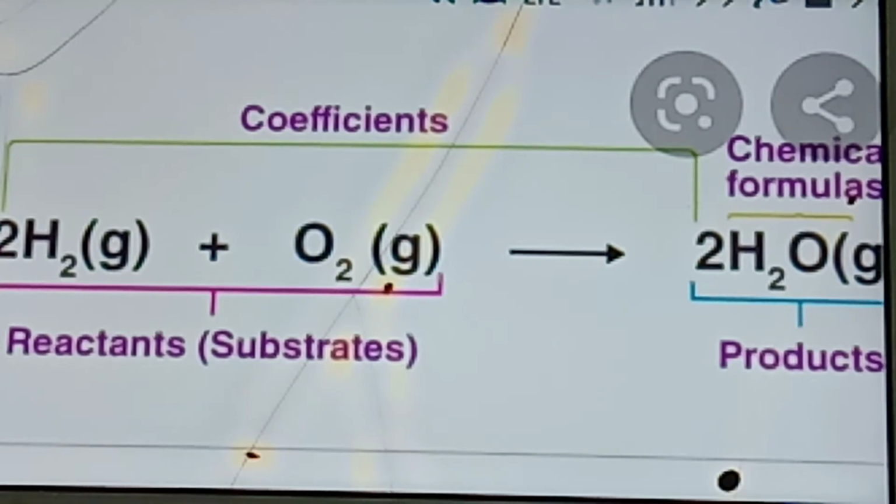Finally, we discussed the chemical equation. What is a chemical equation? In that, the reactant and the product. What is a reactant and what is a product? The product is the substance that is formed in a chemical reaction.